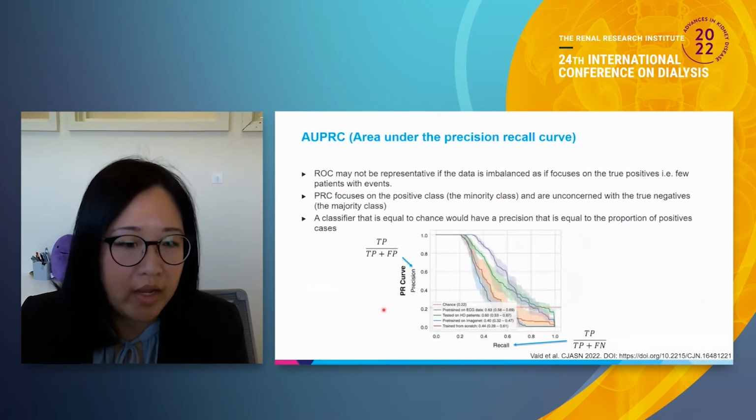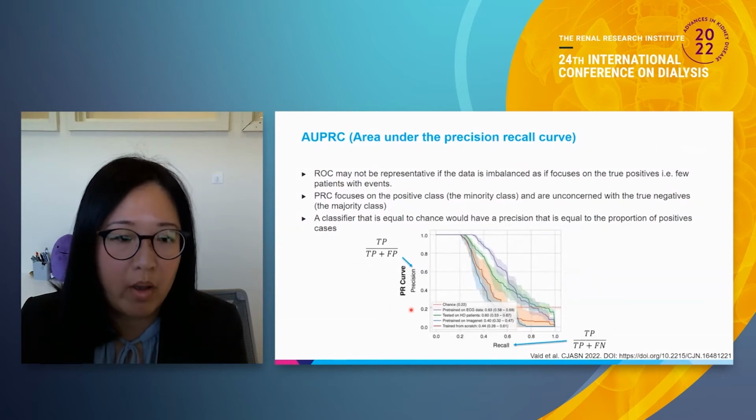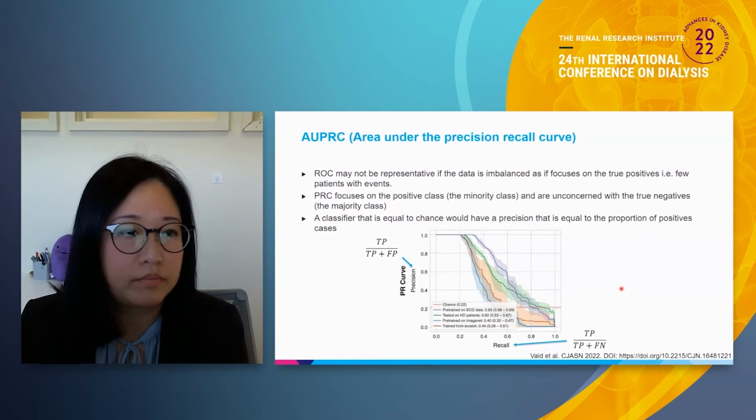So how do you know if your model is performing better than chance? Chance here is actually the proportion of positive cases. So in this case, chance was 22%, as 22% of patients had the event. If your PRC is a bit higher than that, that means your model is performing better than chance.